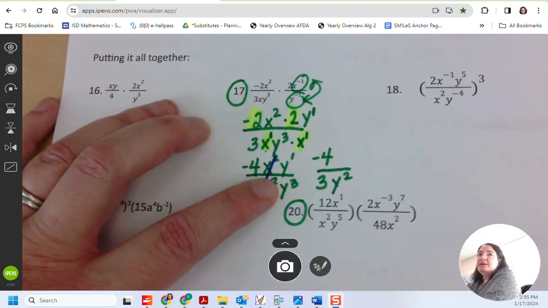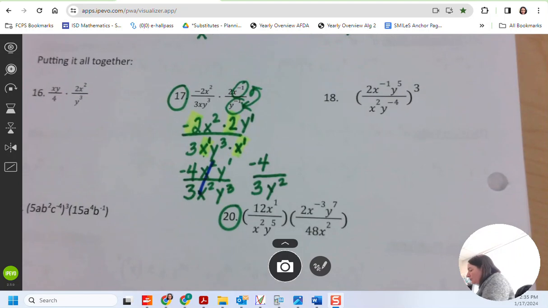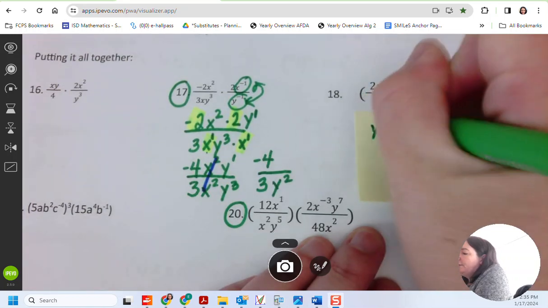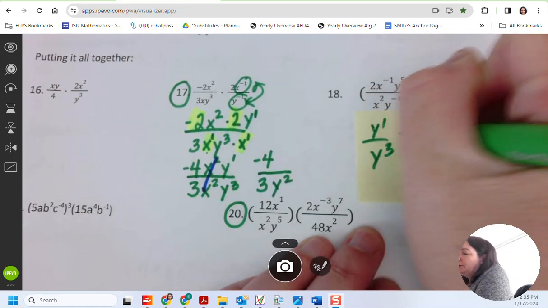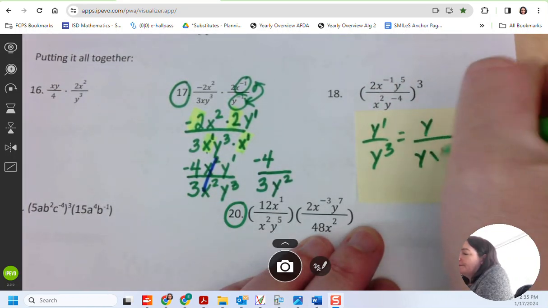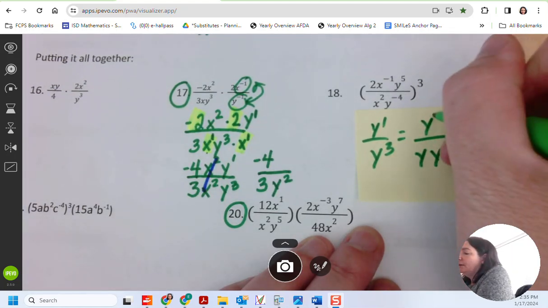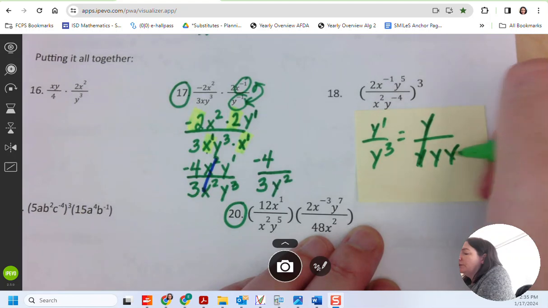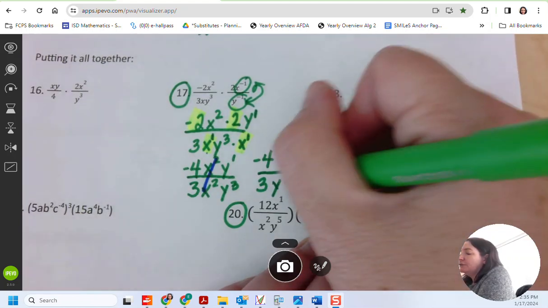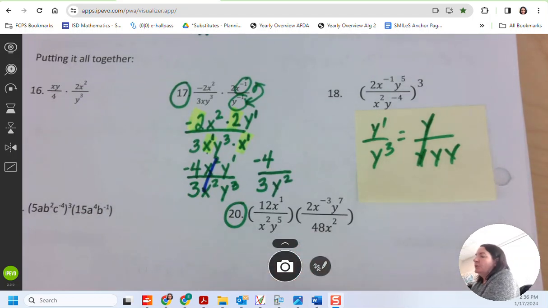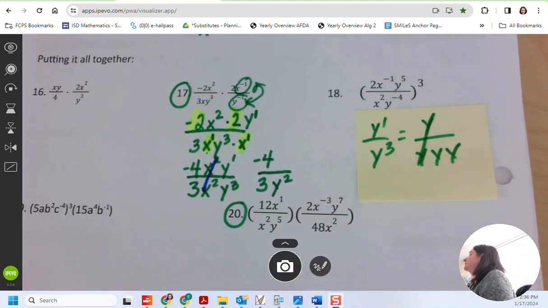Literally what I did right there, I'm going to look for a sticky note or something to write on. Literally what I did right there was I had y to the 1 over y to the 3. Y to the 1 is just y, and y to the 3 is y times y times y. So those cancel, giving me y squared, and that y squared is left on the bottom. It was a question on 17.